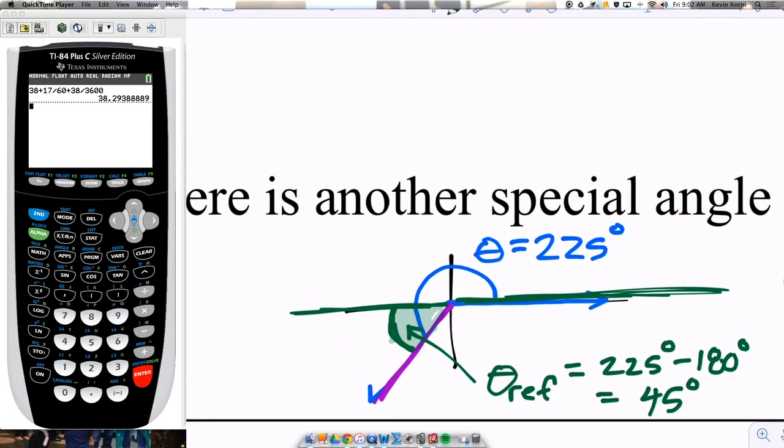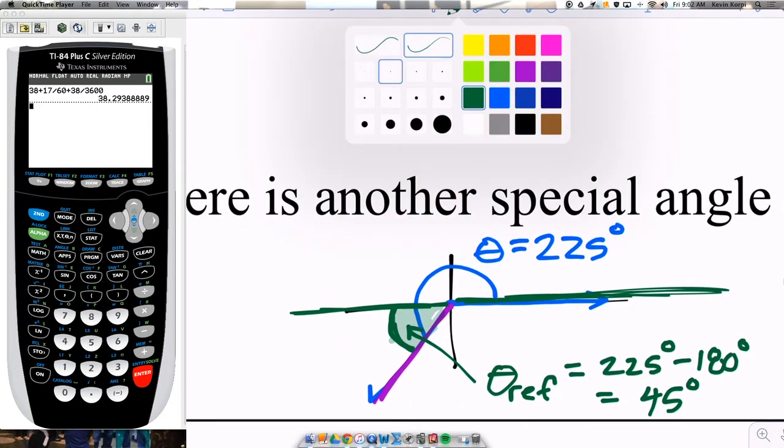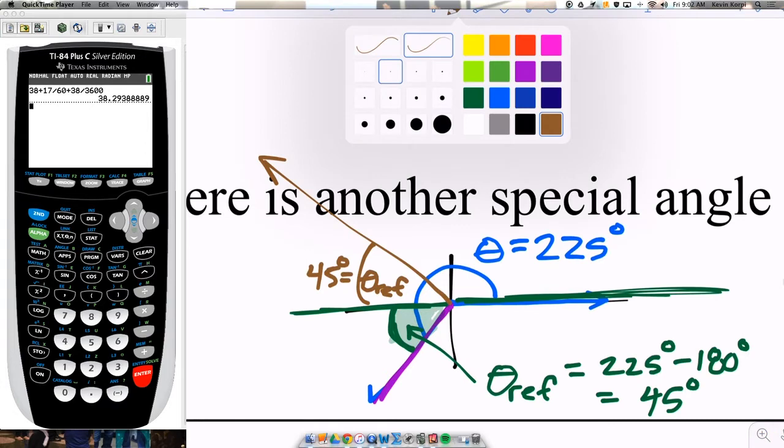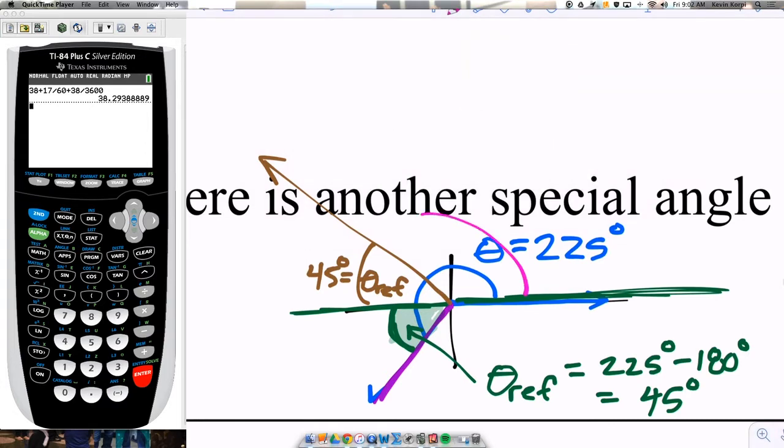Very good. What if I wanted to have an angle in quadrant 2 that had the same reference angle measure of 45 degrees? Could I then figure out what my angle, which I'll call maybe alpha, would be? How could I figure out that? What would that angle be?